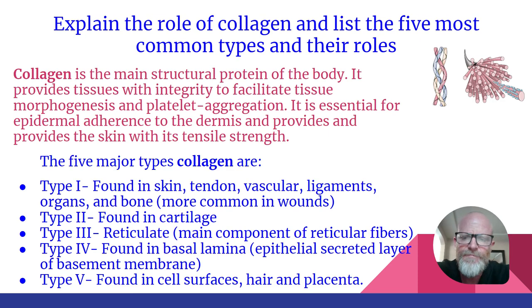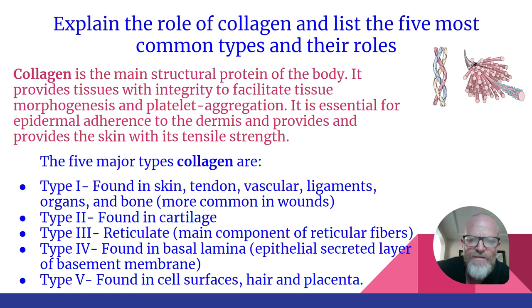Next question, explain the role of collagen and list the 5 most common types and their roles. So collagen is the main structural protein of the body. It provides tissues with integrity to facilitate tissue morphogenesis and platelet aggregation. It's essential for the epidermal adherence to the dermis. As we went over before, type 4 collagen is in that basement membrane that separates the epidermis from the dermis.